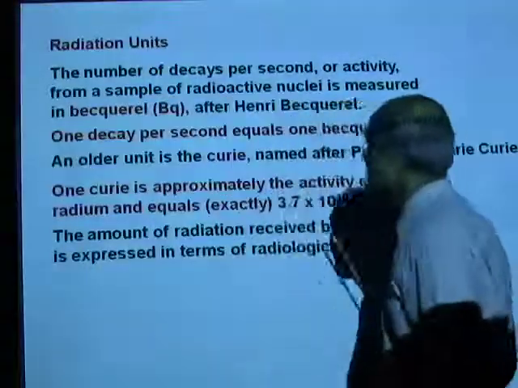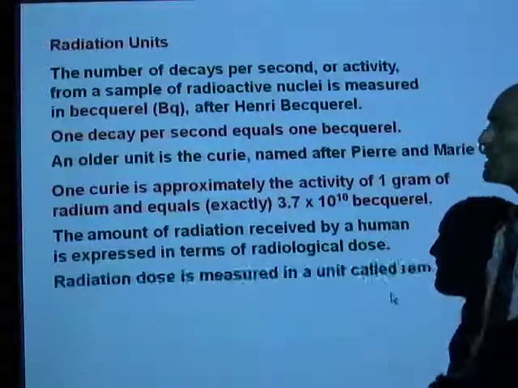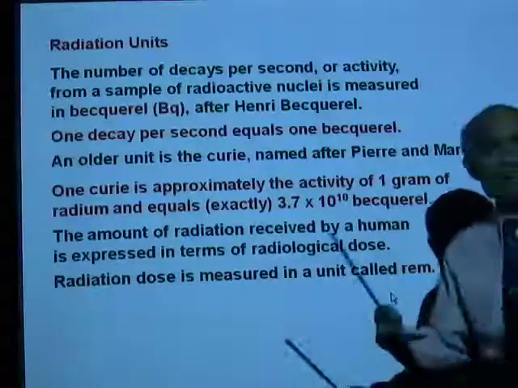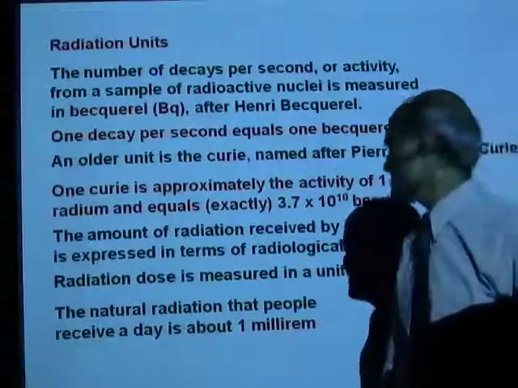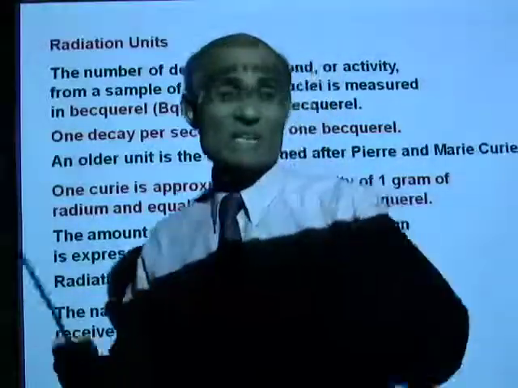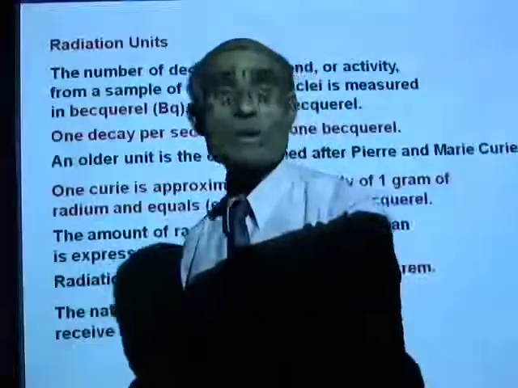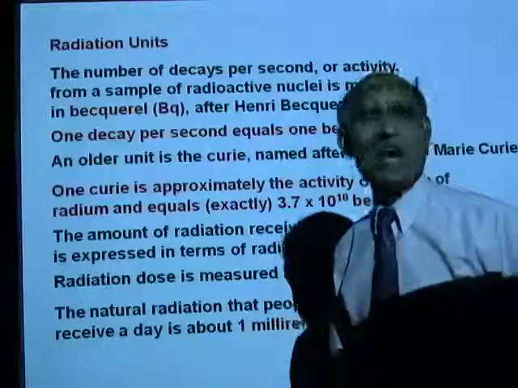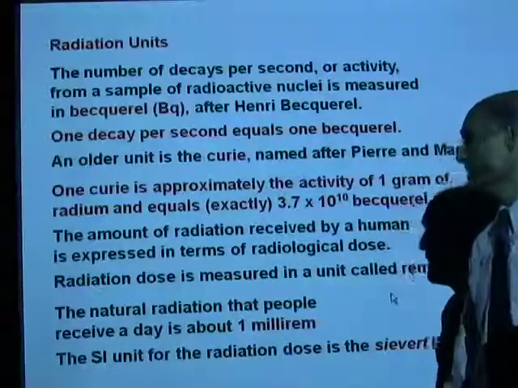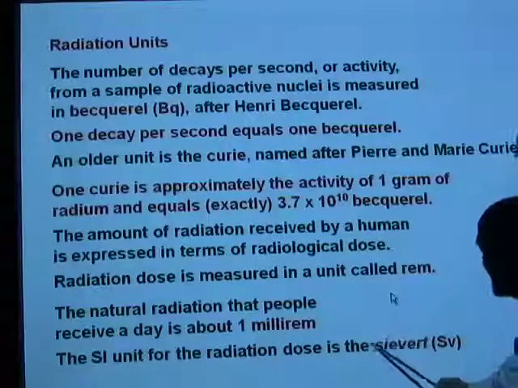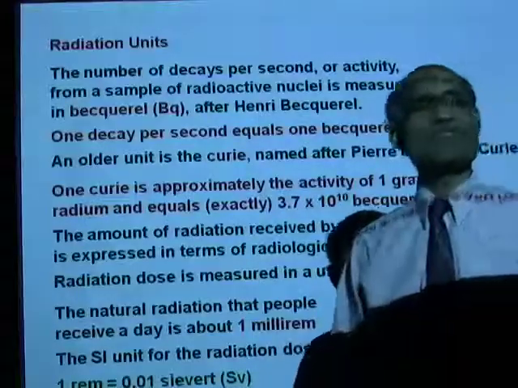Now the amount of radiation received by humans, that is the biological unit of radiation, is in terms of the radiological dose. And radiation dose, that is the biological unit, is called a rem. The natural radiation that people receive a day is about 1 millirem. As I demonstrated, we actually live in a sea of radiations. Our background is filled with radiations. All kinds of sources will produce radiations, and most of it is not very harmful. We get ourselves subjected to 1 millirem of radiations a day. The SI unit for the radiation dose is actually the sievert, uppercase S, lowercase v, and 1 rem is 0.01 of a sievert.